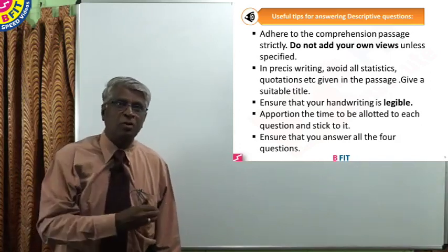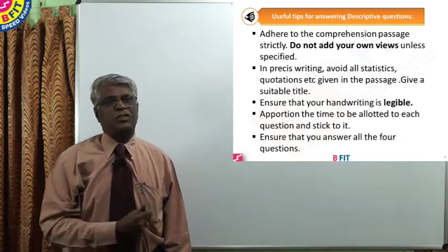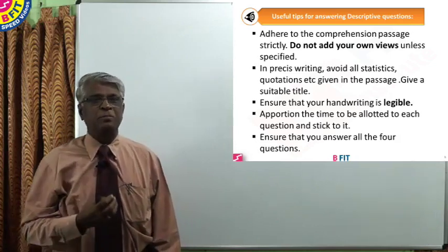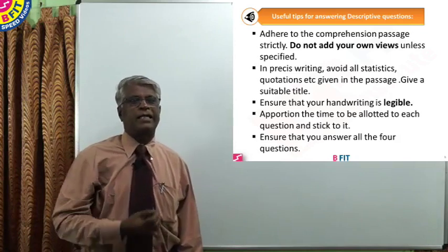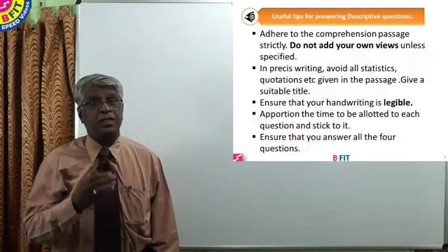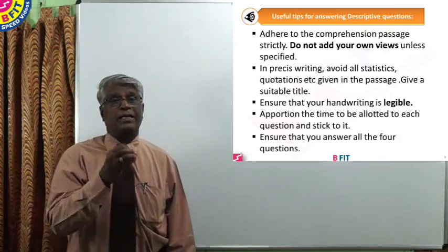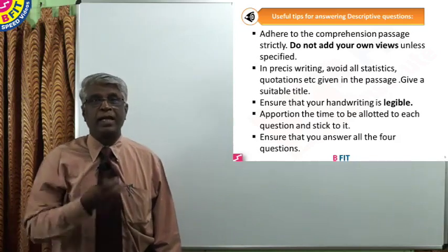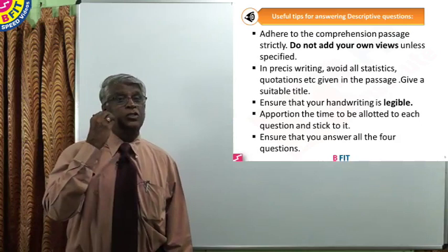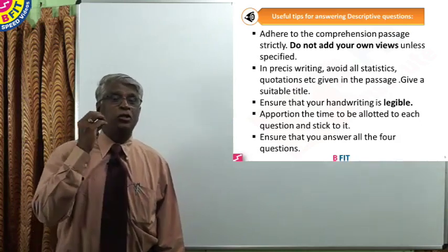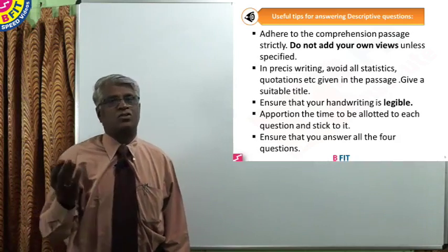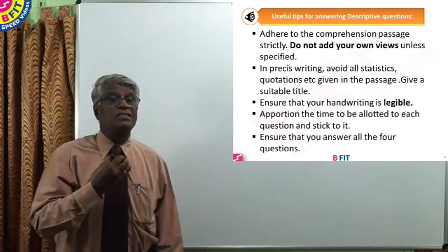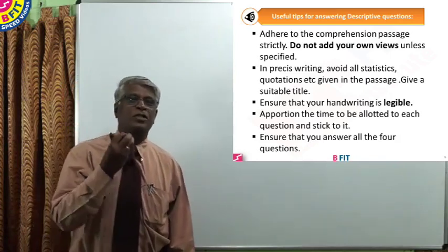And more importantly, our language, our handwriting should be legible. All the candidates who appear in the descriptive paper should remember that their answer paper is going to be corrected by a person and not by a computer. The person who corrects your paper has to understand what you have written. So don't scribble. They say you should not forget to dot your I's and cross your T's. The person who corrects your paper should be able to understand what you have written. After all, then only he is going to give you marks.